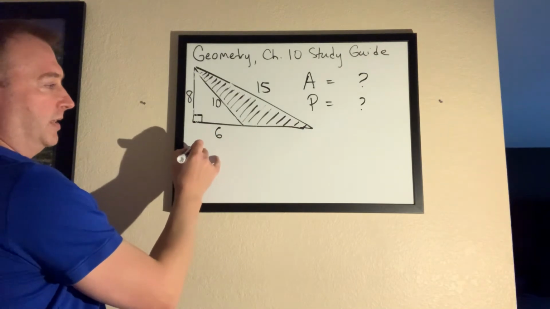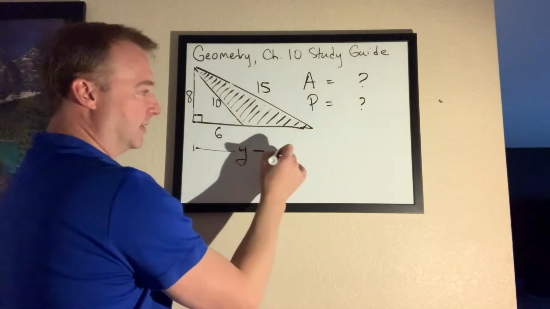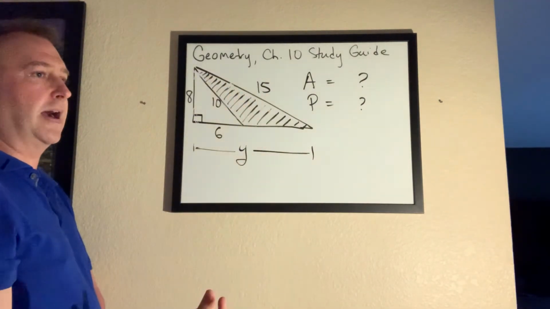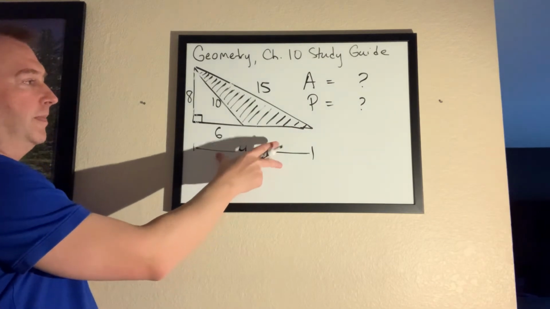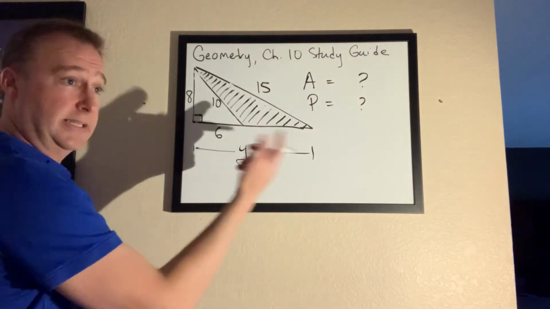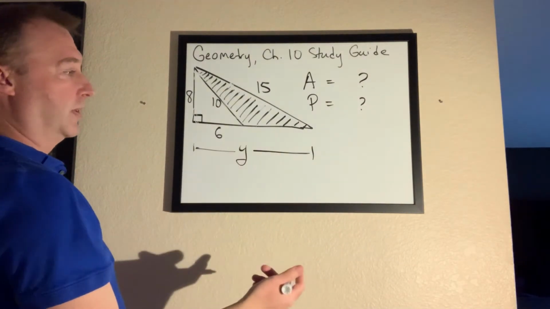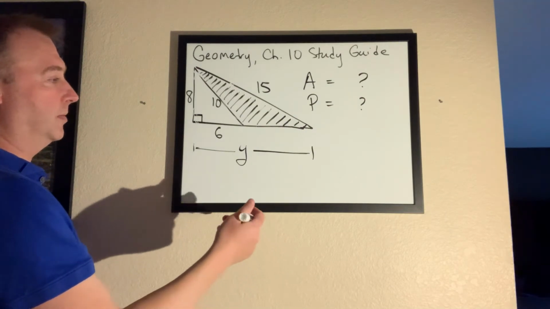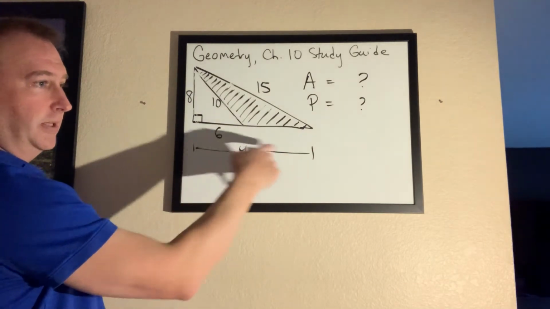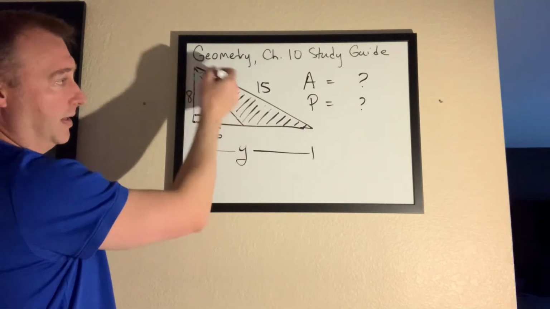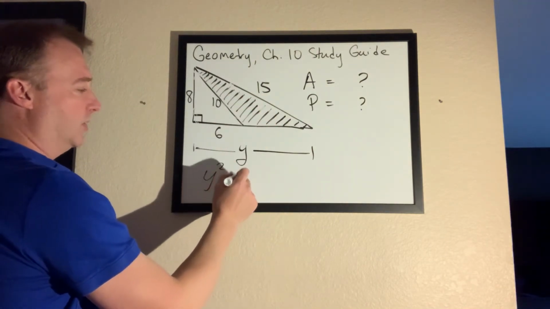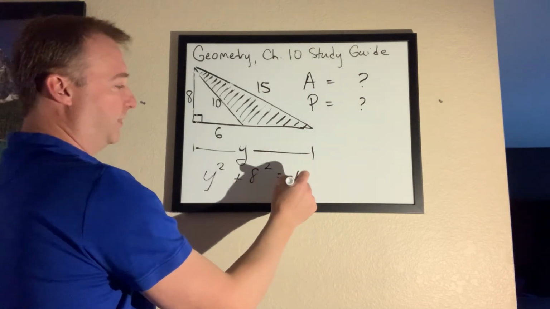Now I think the easiest way to get this length here is to first work out the long base of the large triangle. Whatever we get there, this shaded base will just be that y, I'm going to call it, minus 6. We'll work that out via the Pythagorean theorem. In the large triangle, one leg is y, the other leg is 8, and the hypotenuse is 15. So y squared plus 8 squared equals 15 squared.